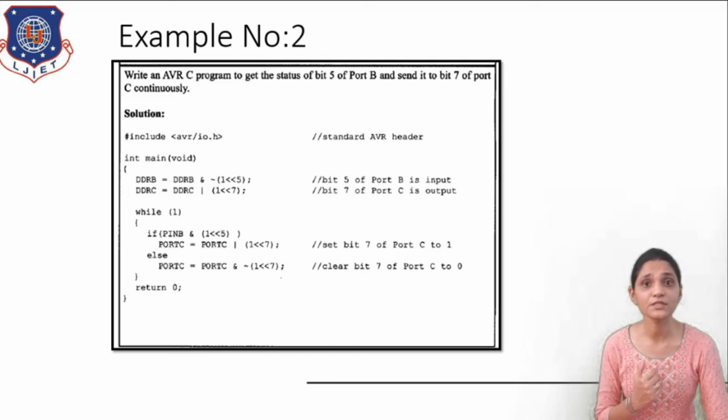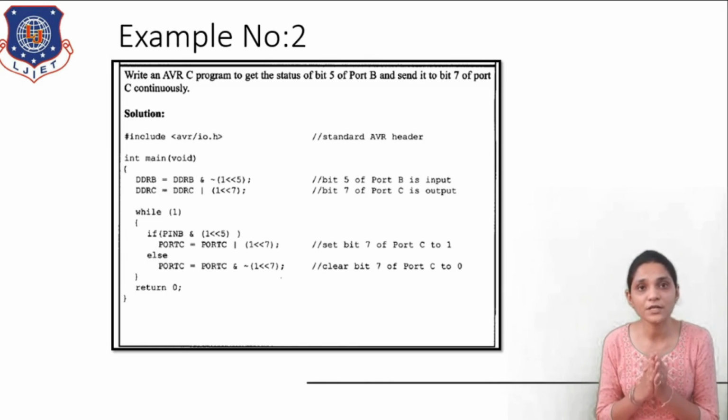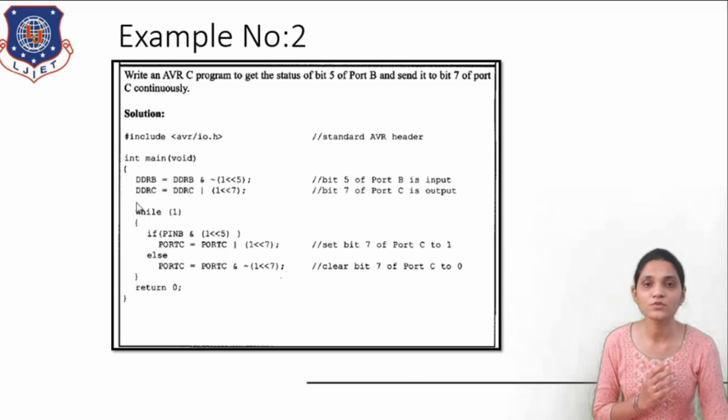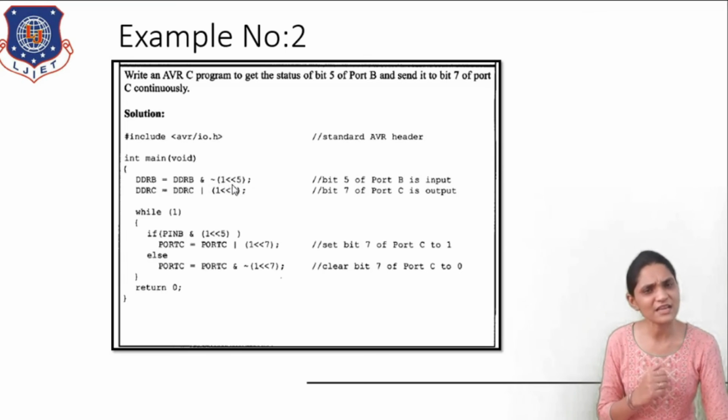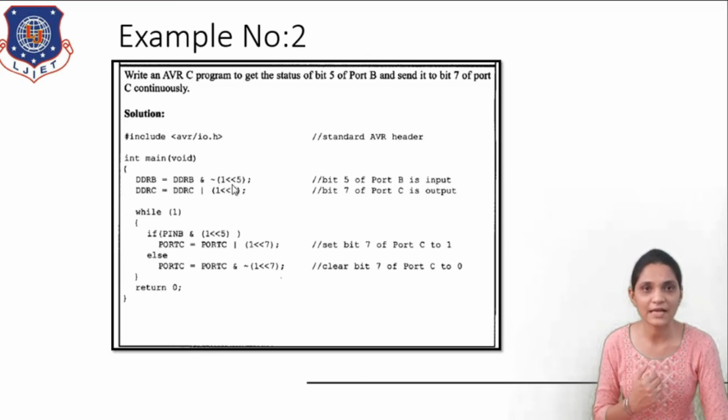Let us see another example in which we have to write an AVR C program to get the status of bit 5 of port B and send it to bit number 7 of port C continuously. So we have to check the status of port B, particularly its pin number 5, so we have to make this pin an input. We are using the condition DDRB equals DDRB and NOT operation and 1 shift left 5 times. This is the same for making any pin an input.